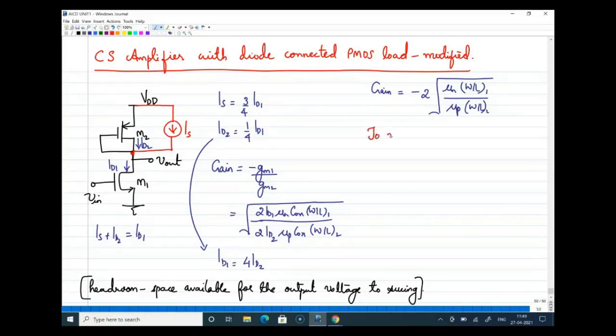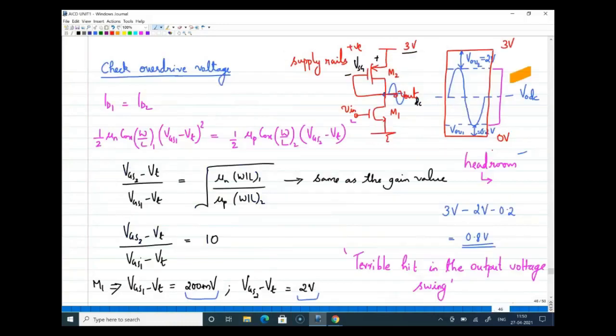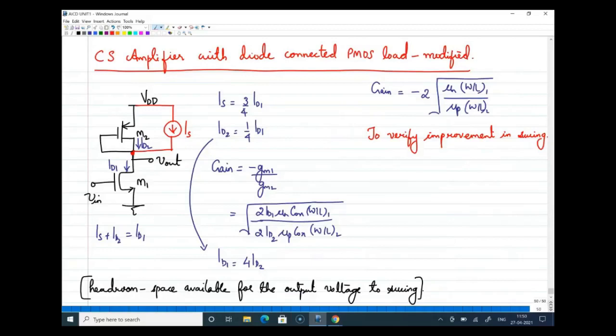So I'm going to verify whether there is any improvement in the swing. So how will I verify the improvement in swing? That I'll verify by looking at the ratio of overdrive voltages, whether the overdrive voltage values are high or low. So in the previous case, when you verified, you saw that the ratio of overdrive voltage is coming exactly as 10 when you tried for a gain of 10. Now let us see what will happen in this case.